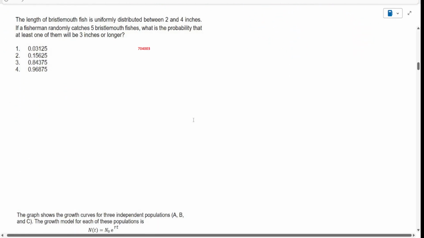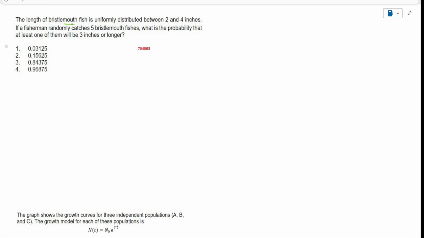Next question. It says that the length of the bristle mouth fish is uniformly distributed between 2 and 4. That means this bristle mouth fish follows a uniform distribution with 2 and 4. Now, if a fisherman catches 5 fishes randomly, what is the probability that at least one of them will be 3 inches or longer?